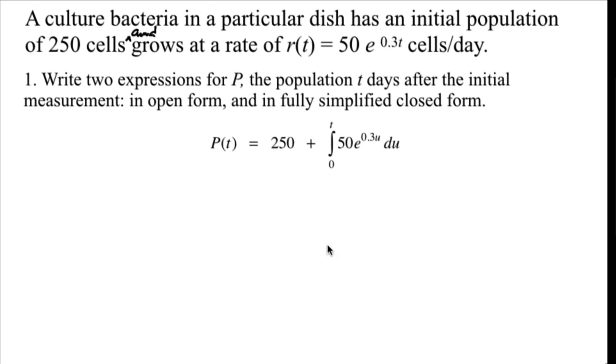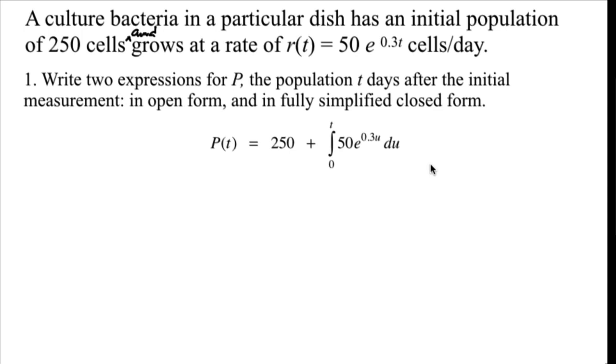Okay, so this would be one way to write the open form for the total accumulation. So lots of people got it. The only thing I saw was a few people didn't have the plus 250, right? So what kind of function is just the integral? Net accumulation, right? If that's just the amount of change since 0. But if we want total population, we got to add all the population up to 0, or the population at 0, 250. Questions on the open form?